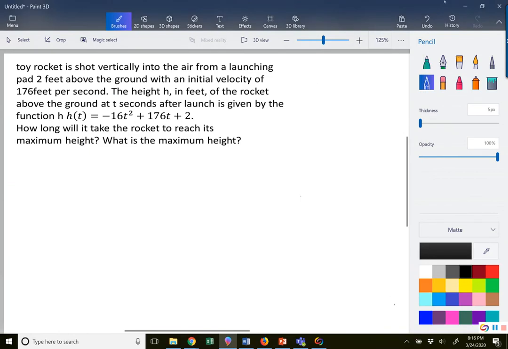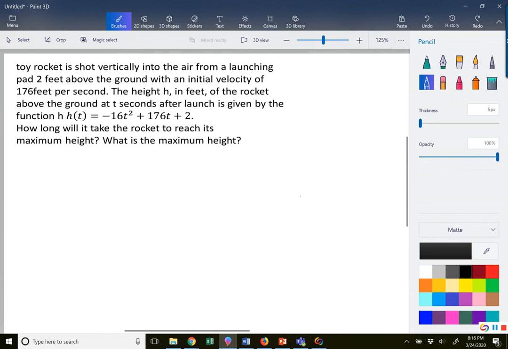All right, so for this one, I want to talk to y'all about maximum height. A toy rocket is shot vertically into the air from a launching pad 2 feet above the ground with an initial velocity of 176 feet per second. The height h in feet of the rocket above the ground at t seconds after launch is given by the function. How long will it take the rocket to reach its maximum height, and what is the maximum height?